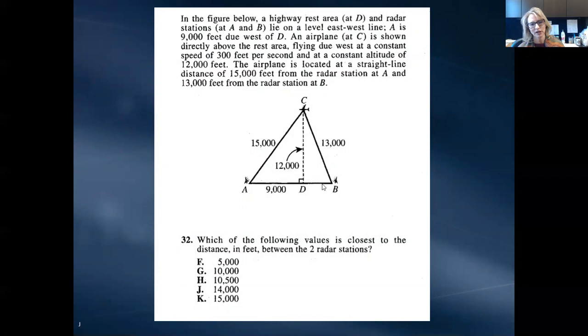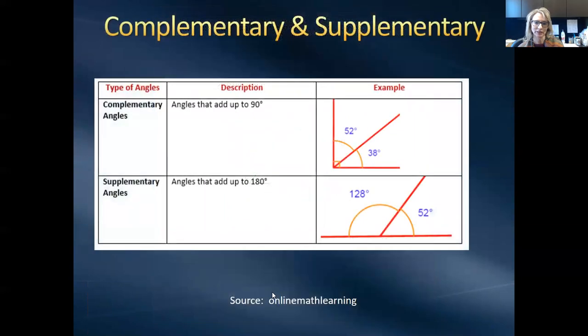We just have to figure out this distance between D and B. And we know that we could figure that one with the Pythagorean theorem because we got this distance of 12,000 on one leg and the hypotenuse is 13,000. But if we remember our 5, 12, 13 triangle and multiples of that, we would quickly know that this is 5,000. And if they want to know A to B, it's just 5,000 plus 9,000 equals 14,000.